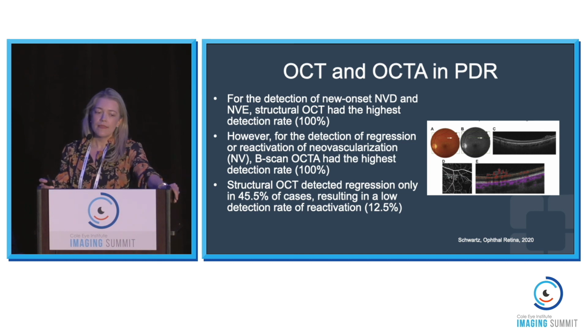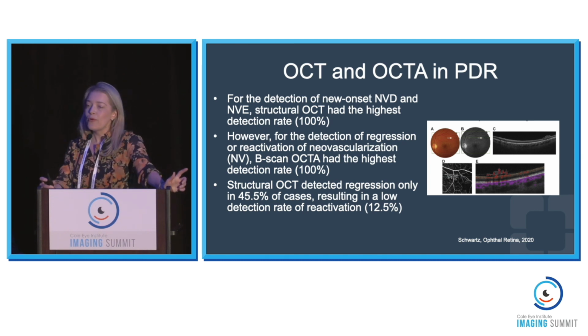So they looked at the detection of new onset NVD and NVE, and they saw that for new onset, the structural OCT had the highest detection rate. But once again, remember, it's a 12 millimeter scan. However, when they looked at the detection of regression or reactivation of neovascularization, B-scan OCTA had the highest detection rate, whereas the structural OCT detected regression only in 45.5% of cases, and the rate of reactivation was 12.5%.